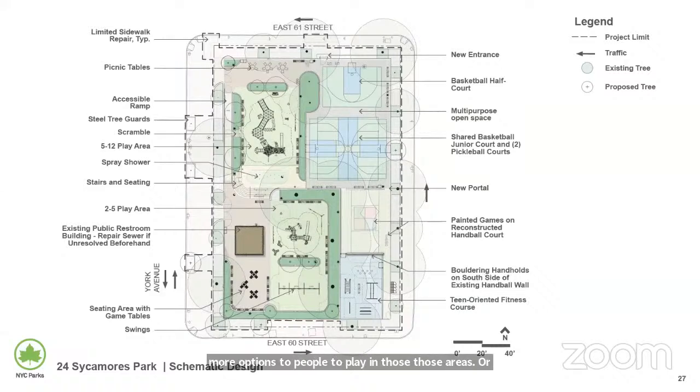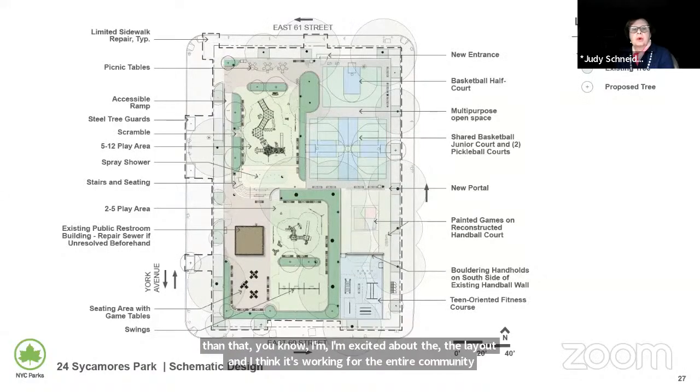Or the other alternative, if you wanted to create more basketball space, is to put a hoop into the handball area. Might be another option. I don't know if that was considered or not, but that might be another area to think about. Other than that, I'm excited about the layout, and I think it's working for the entire community. Thank you very much, Martin.